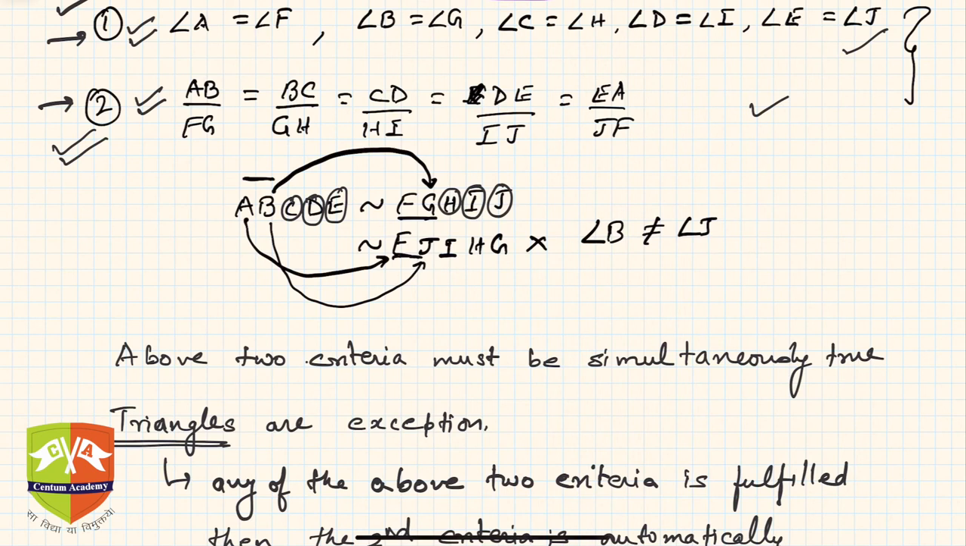And what did we learn? We learned that in triangles, it is not necessary. If you fulfill only one criteria, by virtue of the properties of triangle geometry, the other one is automatically fulfilled, and hence the triangles are similar. Now in the next session, we'll take up similar triangles and their properties.